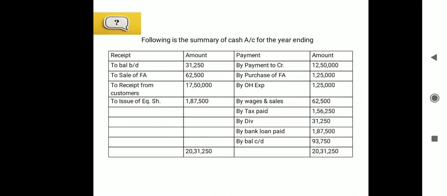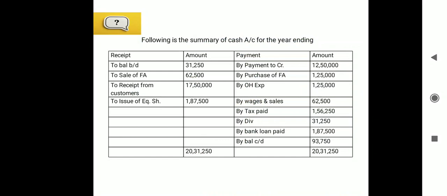Okay, then we have dividend paid, a payment, so that means we are paying a dividend. Dividend is related to your capital and owners' equity, so this will be a part of your financing activity. Next we have bank loan paid, which is again related to finance, so it comes under the heading of cash flow from financing activities. And this is the closing balance.